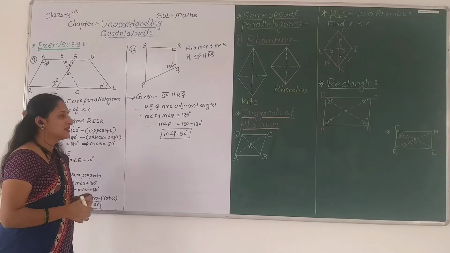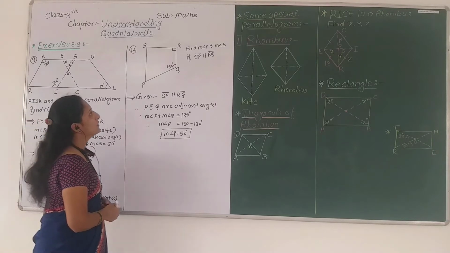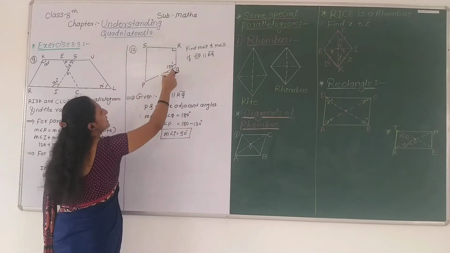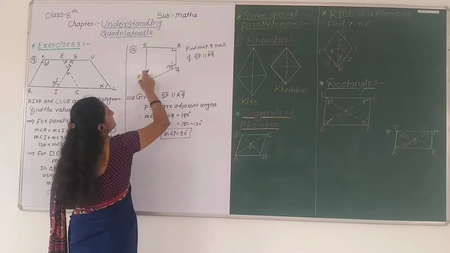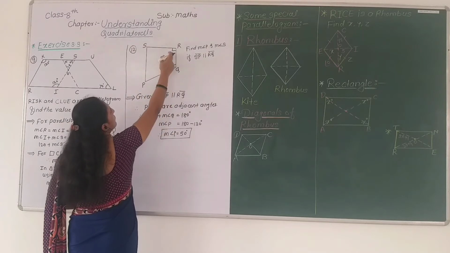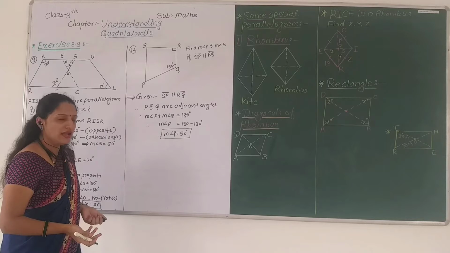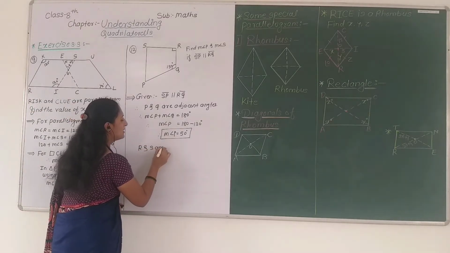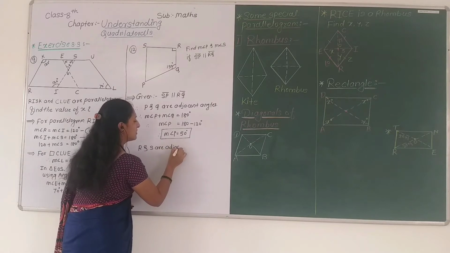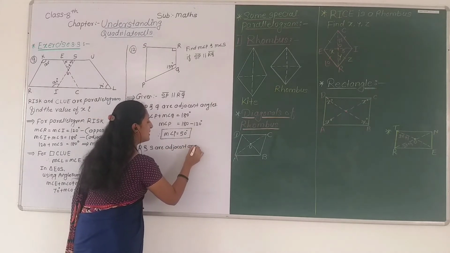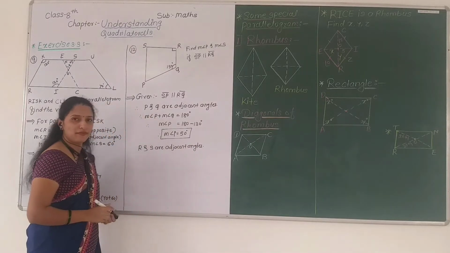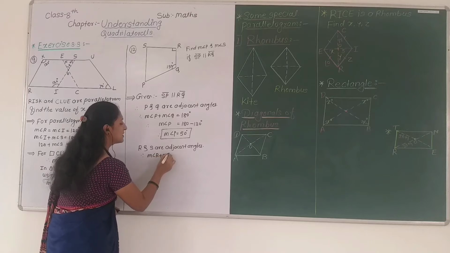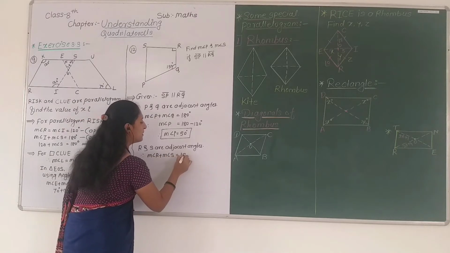Right students? Okay. Now again we have to find major angle S. Also SP is parallel with RQ. The line SP is parallel with RQ. Therefore R and S are supplementary angles. Right? R and S are adjacent angles. If they are adjacent, they are supplementary. Okay? That is major angle R plus major angle S is equal to 180 degree.